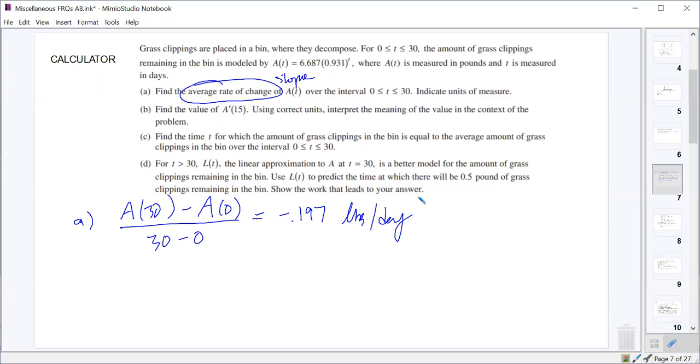Any questions or issues with part A there? Average rate of change. What was the point value for that? It's just 1 point. Okay.